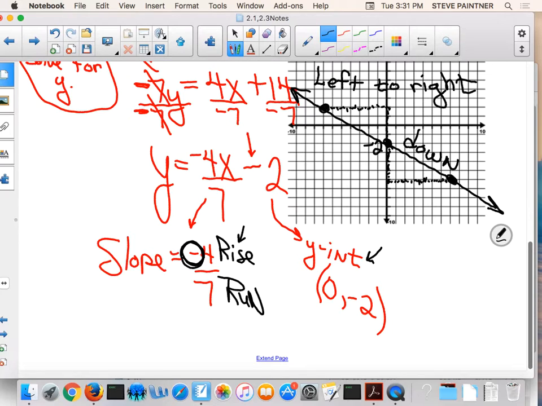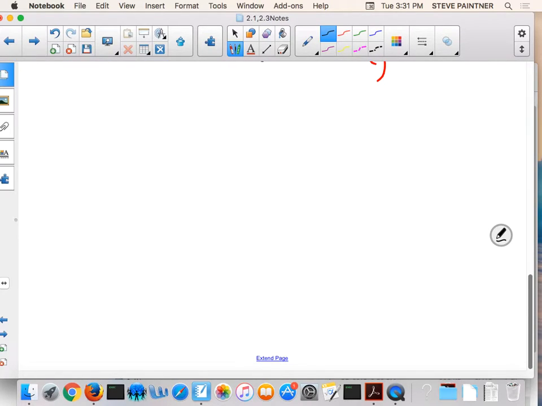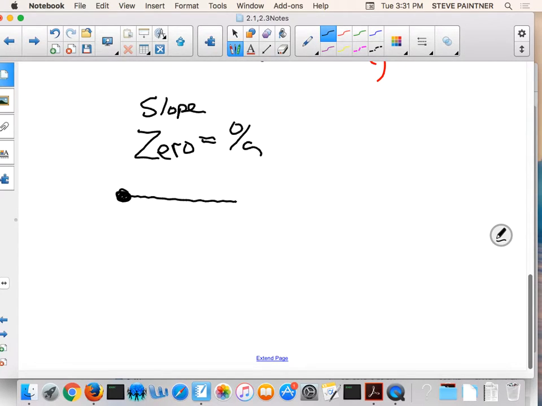If you have 0 slope, try to remember, if your slope is 0, slope of 0 means you have a line that starts here, it rises 0, and it runs forever. For instance, 0 over 5 would be rise 0, run 5. Horizontal lines have slope of 0.